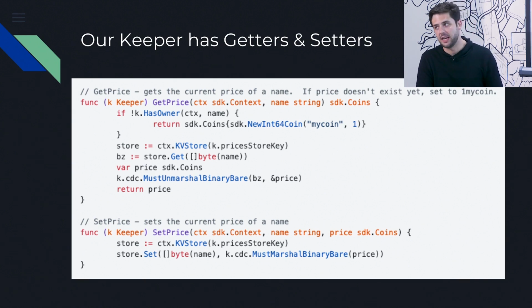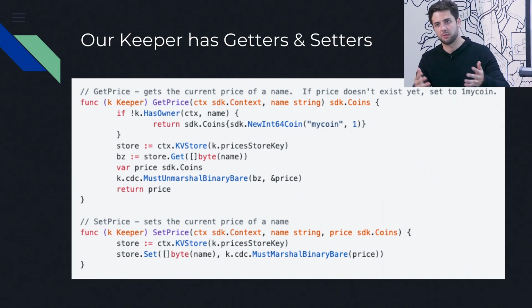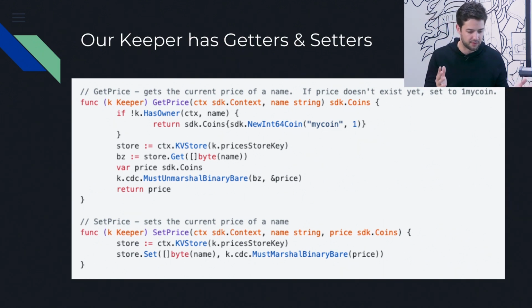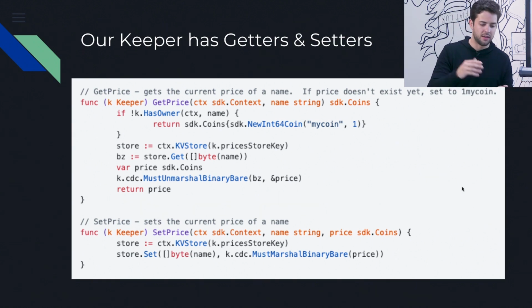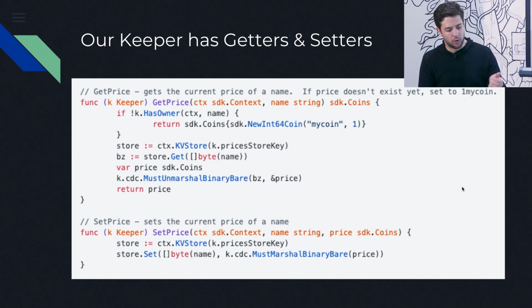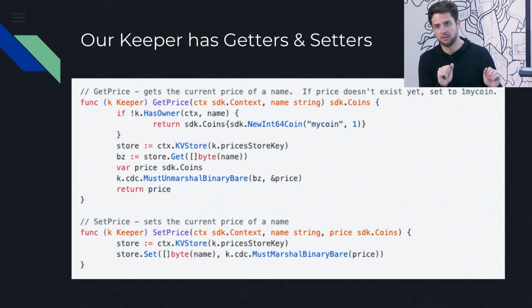And that type is SDK.coins. So the coin is just a value denomination pairing. Pretty simple, but there's a lot of functions on there where you can do addition, subtraction on coins, multiplication, all sorts of fun stuff. And then setting the price, so that's a getter, and then the setter, we're going to pull that store again, and then we're going to set the name equals to the marshaled coins price. Any questions there?